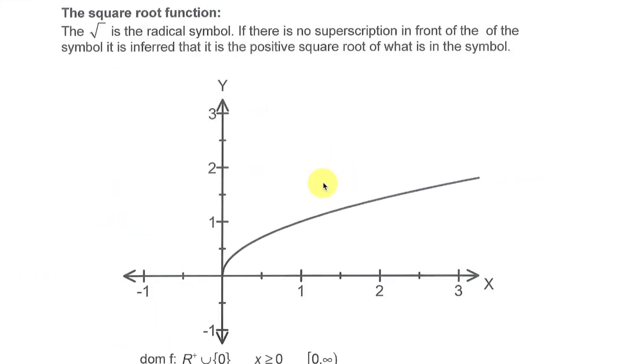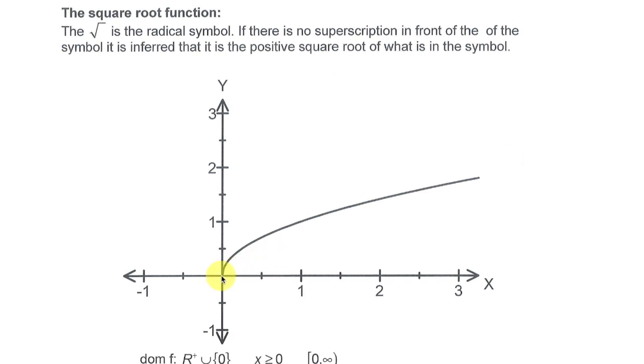Taking a look at the square root function. This little symbol here is known as the radical symbol. If there is nothing up here in this small bit, they call it a superscript, then it's just assumed that it's a square root that we're dealing with. But if it's a 3, it's the third root. If it's a 6, it's the sixth root, and so on. So if we've got f(x) equaling the square root of x, it'll produce this graph here.